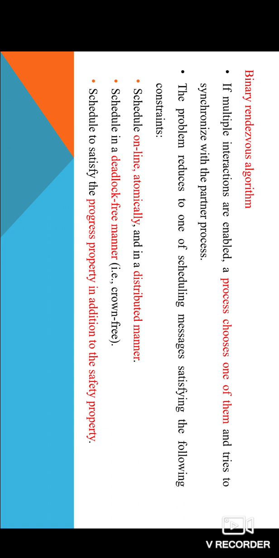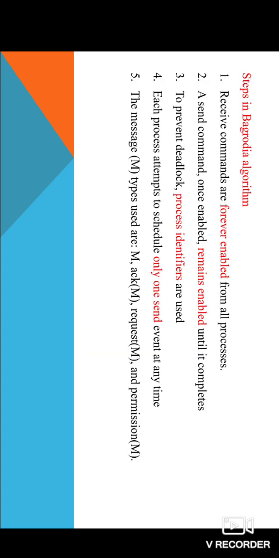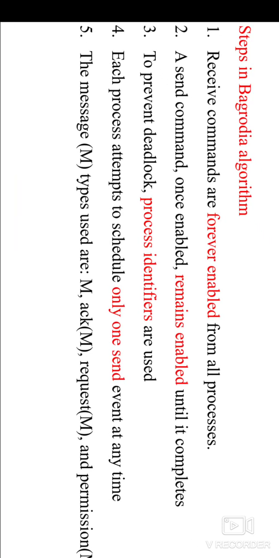If multiple interactions are enabled, then the process can choose any one of them and try to synchronize with the partner process. For synchronization, we can go with the following scheduling types. Either we can schedule online, atomic and in a distributed manner, or schedule in a deadlock-free manner, that is crown-free, or schedule to satisfy the progress property in addition to the safety property. One of the binary Rendezvous algorithms is the Bagrodia algorithm.